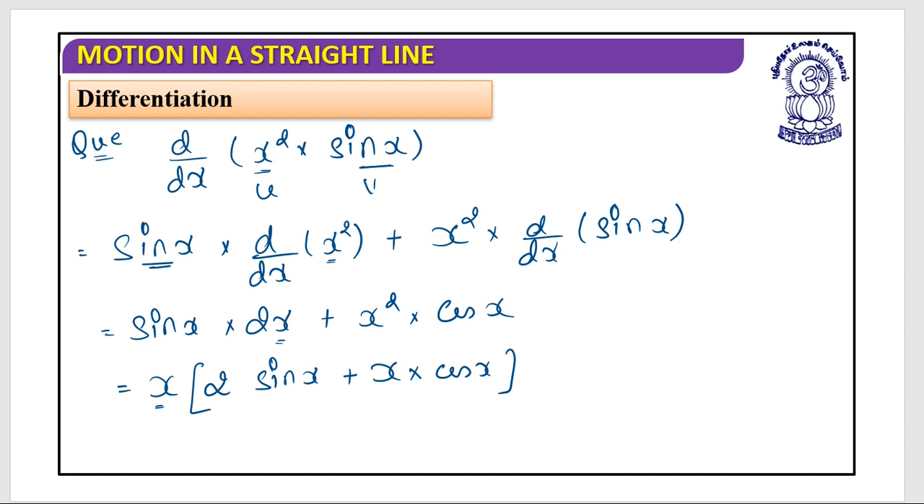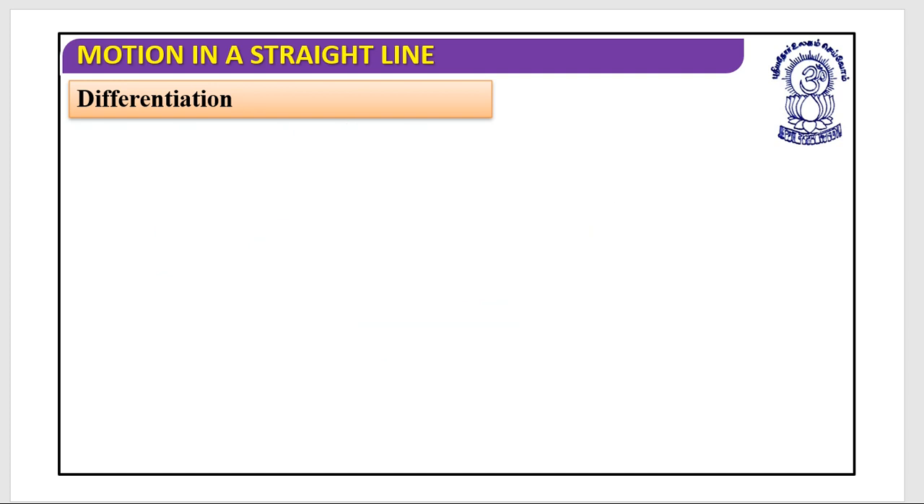Let's look at one more question. You need to perform d by dx of tan x into cos x. Let's say one of the functions is u, another is the v. So what would it be? How could you do this?